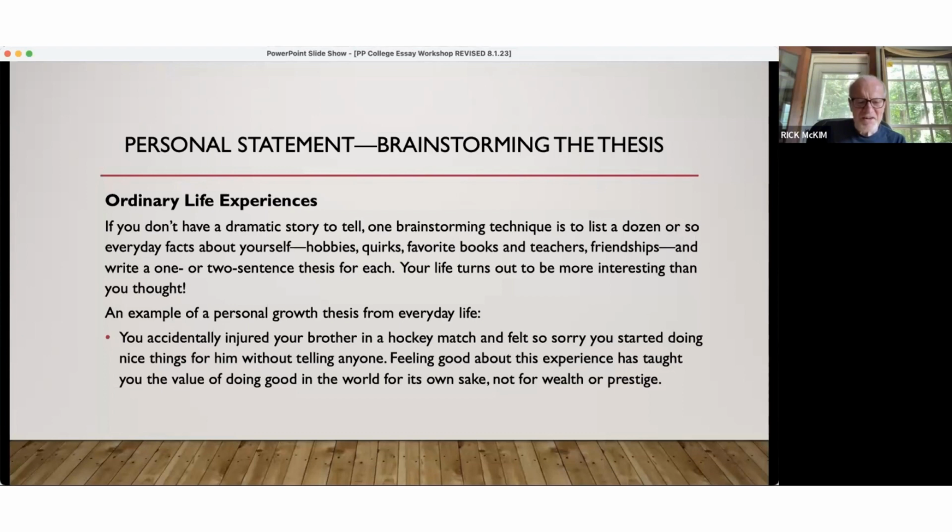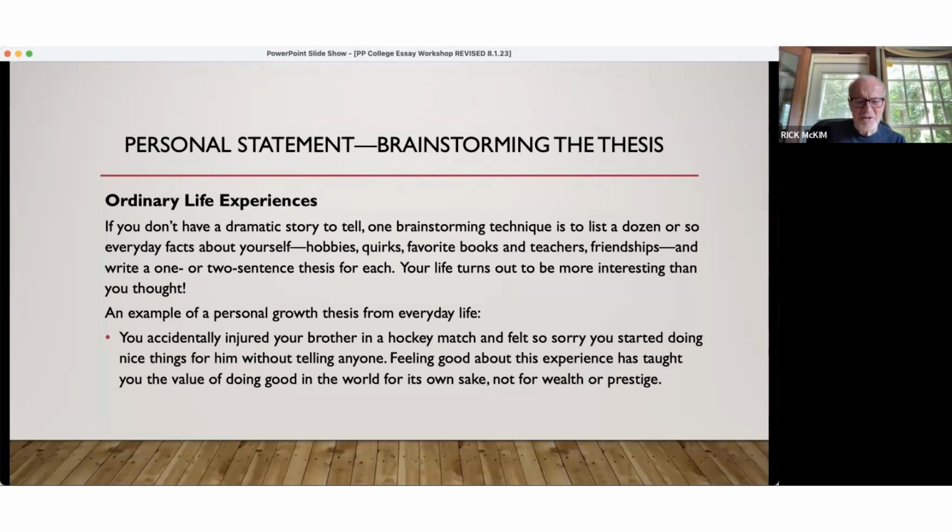For example, you accidentally injured your brother in a hockey match and felt so sorry, you started to do nice things for him without telling anyone. And feeling good about this experience gradually developed into a sense that doing good in the world, maybe working for Oxfam or some NGO in a poor country or something like that, where you toil in obscurity, but doing good in the world is good for its own sake, not for wealth or prestige, or because you're going to become famous or whatever. You do it for its own sake, without telling anyone, so to speak.